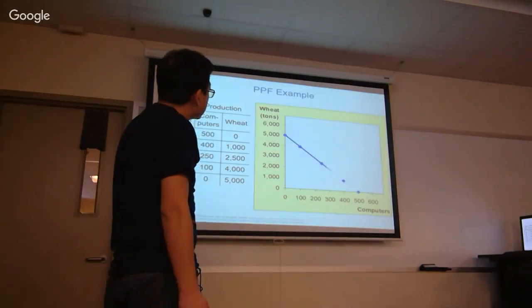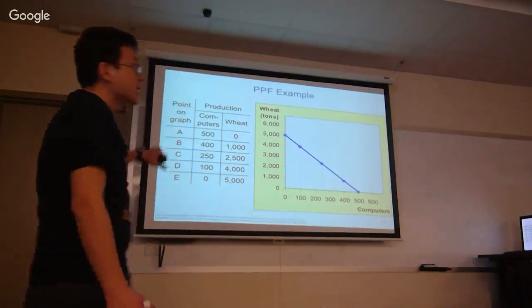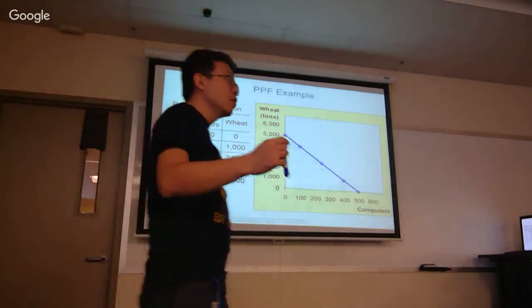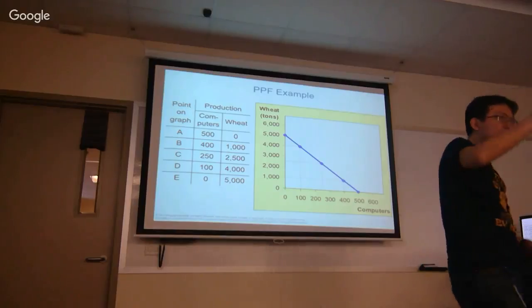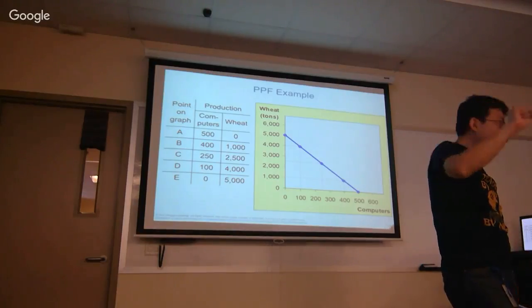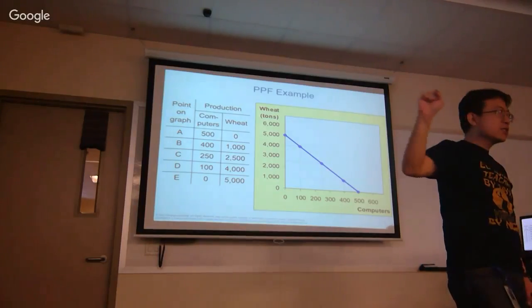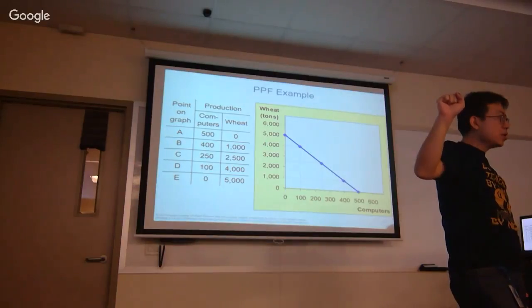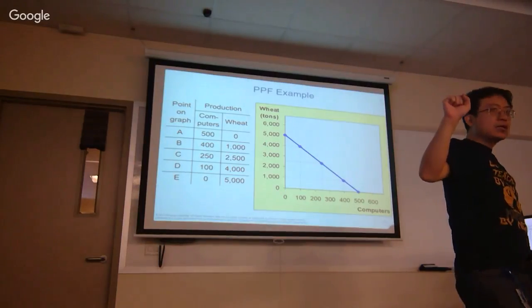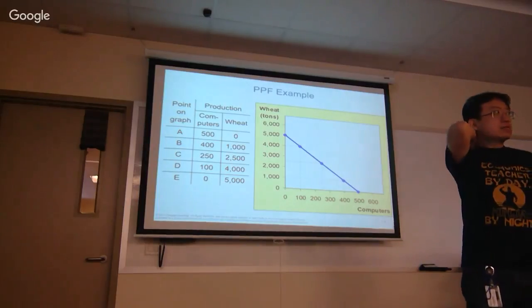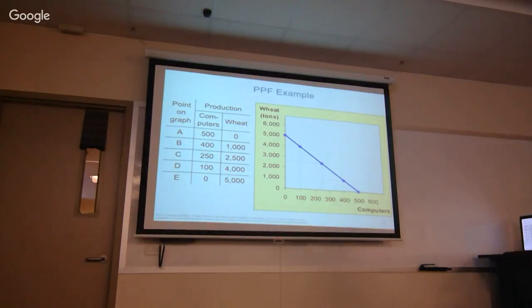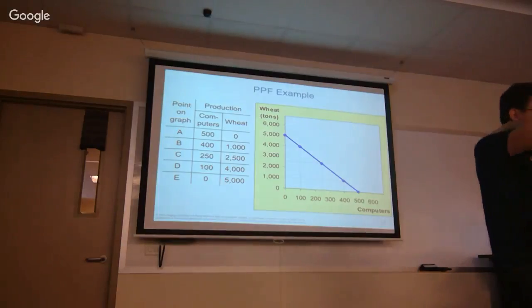So for this economy, is it possible in one week to produce 500 computers and 5,000 counts a week? Is it possible? Why not? How do you know by looking at it? We don't have enough hours. Yeah, let's take a look.